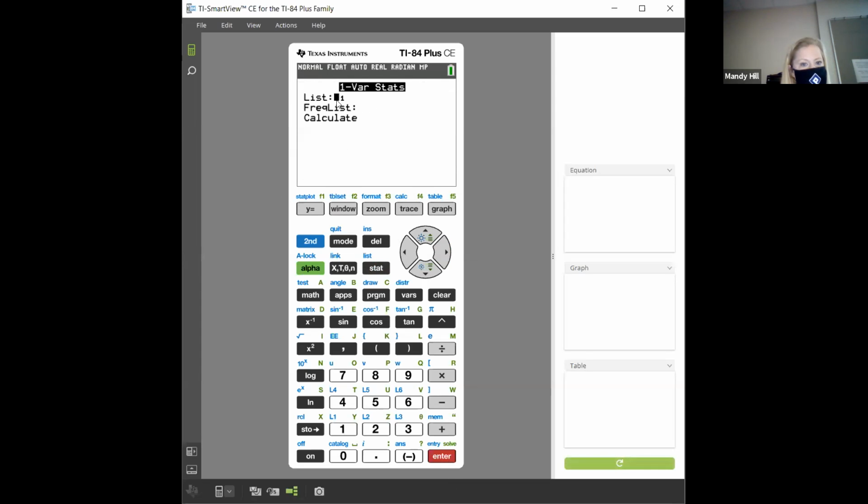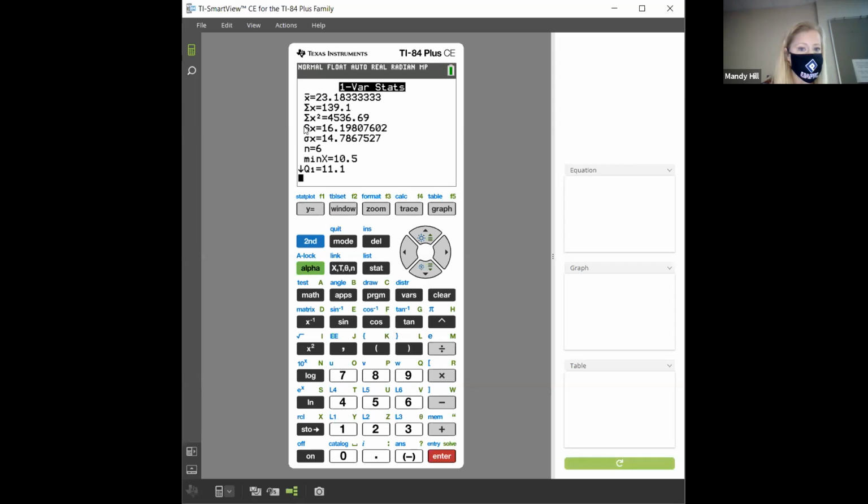Now you want to make sure this says list one. If it doesn't say list one, you can hit second one because L1 at the bottom is right above the number one. So if you hit second L1, it'll turn to list one. But other than that, if it says L1, you're going to enter through it. Okay, so it's not asking for this, but here's the mean, right? 23 point, if we were trying to find the mean, there's the mean.